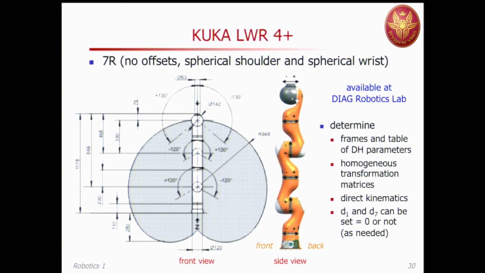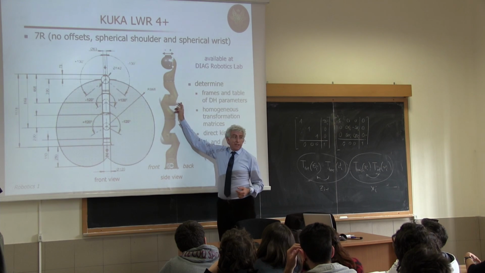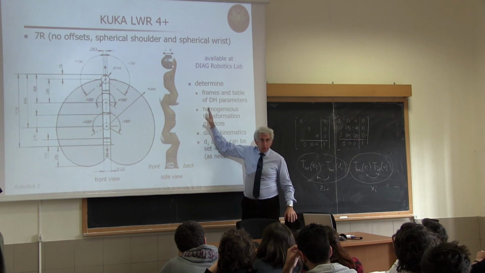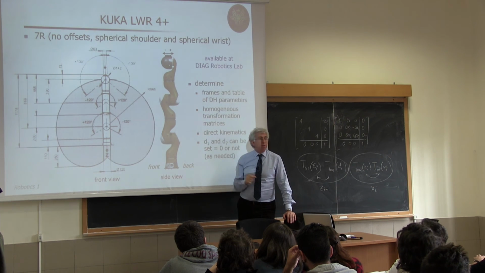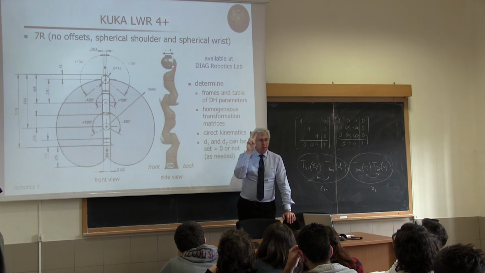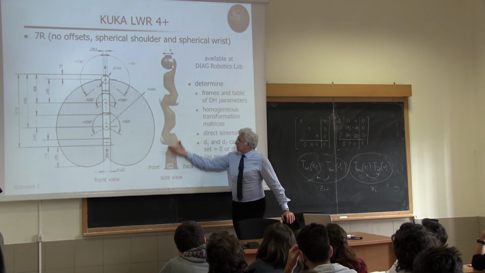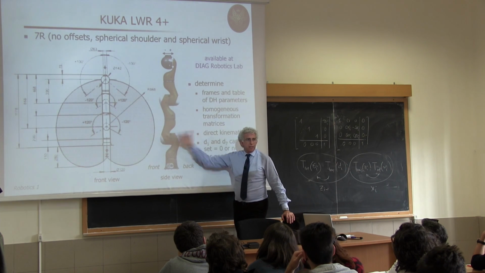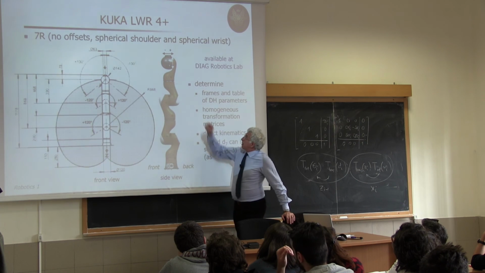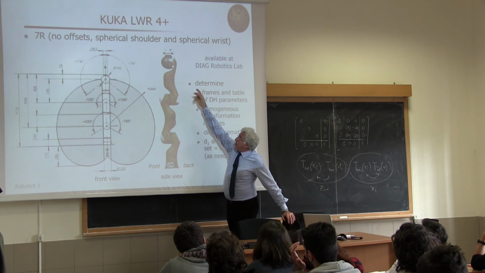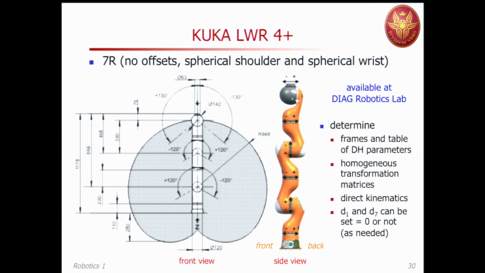And finally, this is the Lightweight 4. This is a much nicer structure, because there are no offsets at all. This has a spherical wrist, but also a spherical shoulder, plus an extra elbow axis, which is here. So in fact, you will see, if you do the same operation, assigning frames, and so on, you will find that you need only 2 numbers to characterize the kinematics, because you can place the frame 0 at the center of the spherical shoulder, and the last frame, the end effector, at the center of the spherical wrist.